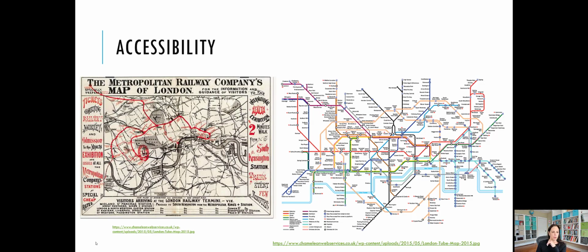Accessibility is very, very important. This is making sure that what we create is easy to understand and easy for a multitude of different people in your audience to grasp.